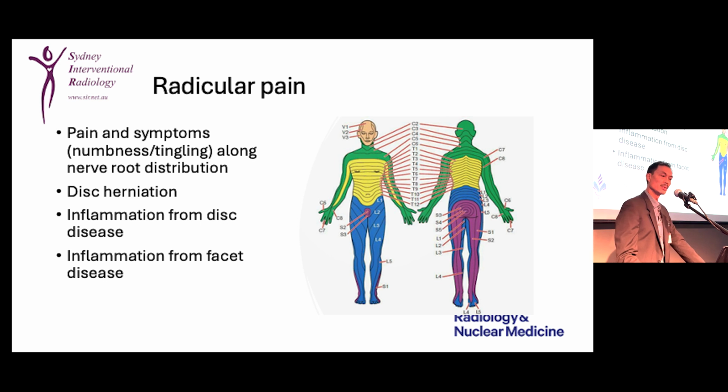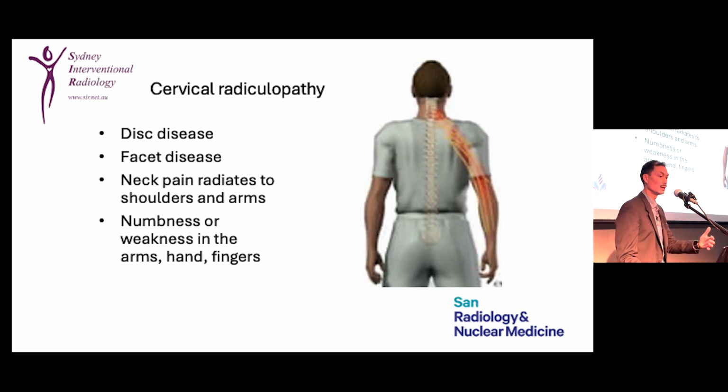In regards to radicular pain, this is a type of pain and the symptoms such as numbness and tingling that occurs along the nerve root distribution. It's commonly caused by inflammation, either from disc disease or degeneration from facet disease. It can be in the neck, in the setting of cervical radiculopathy, where the pain often radiates to the shoulder, as well as to the arm, and down into the hands and fingers.